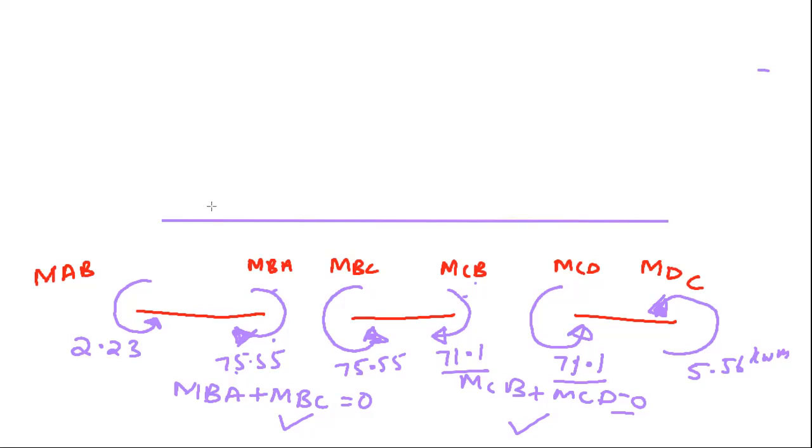So this is the MAB, 2.23, and this is anti-clockwise. Anti-clockwise means this direction is towards upwards. So I am going to take plus 2.23. Next, this is at A. Next, at B, this direction and this direction are showing upwards. But how much is the value? That value is 75.55.